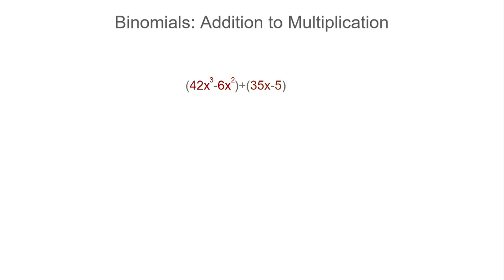Now we're going to reduce the binomial 42x cubed minus 6x squared added to the binomial 35x minus 5 to factored form. Your first instinct might be to add the binomials like we did in the last unit, but instead let's try pulling out a GCF from each first. As you can see, I've listed the GCFs of each binomial, and upon dividing them, we get an expression that hopefully looks familiar.